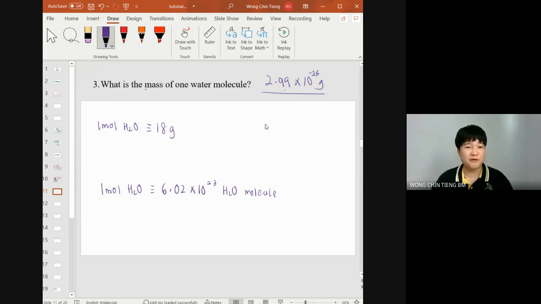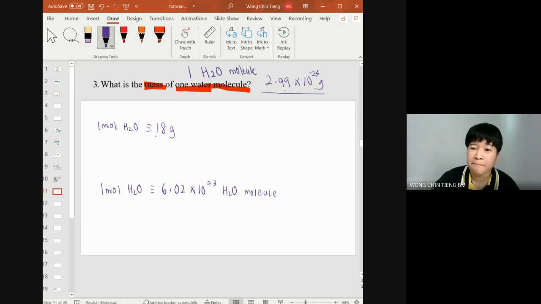So 18.0 gram is definitely not it. I would not give a question where the answer is 18 gram per mole. Okay, read the question. I think the confusion is in the question. Read the question again. The question stated, mass of one water molecule. One H2O molecule. The 18.0 gram you mentioned, is it 1 H2O molecule or 1 mole of H2O, Aiman?